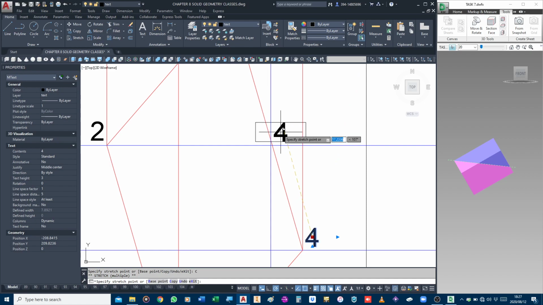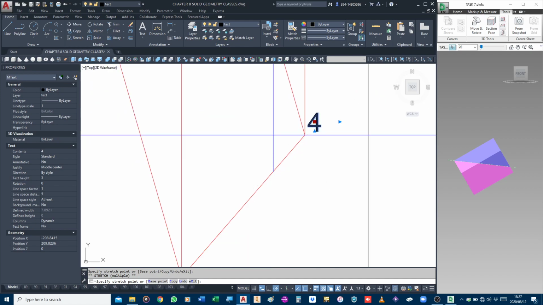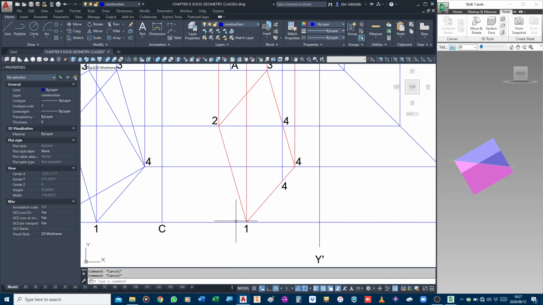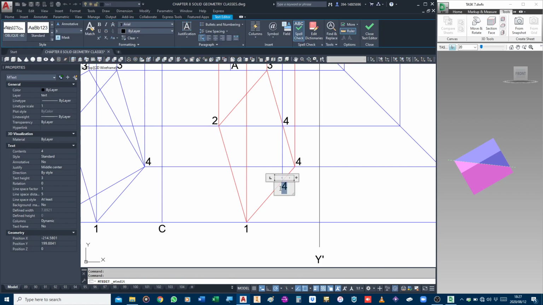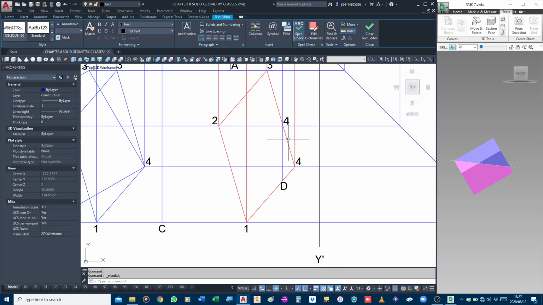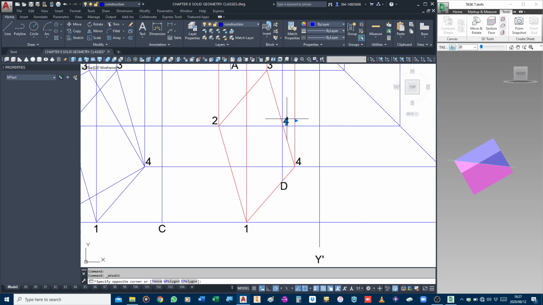So that will be one of the 2 points, and that will be the other. Now, if I remember or look back, that is C. So my next point could be here E, but it will be better to label this as D and this one here as E.